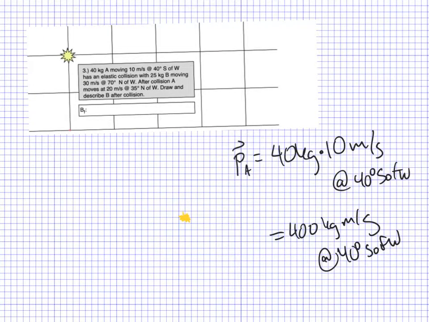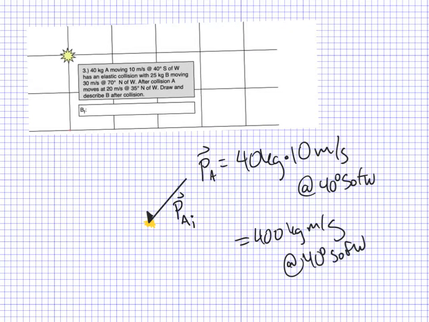We have a scale of 1 centimeter equaling 100 kilogram meters per second, so our vector should be 4 centimeters long. And it's pointing down, south of west. So now we move our piece of A initial to hit our collision point.